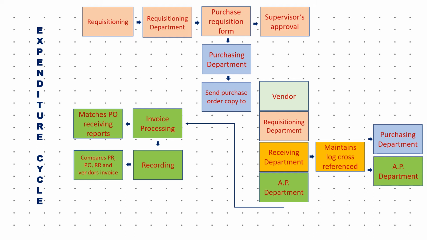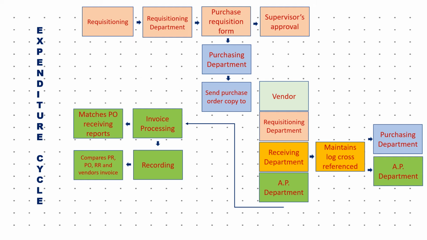And then if the form is approved, the purchase order will be sent to the vendor, also to the requisitioning department, to the receiving department, and to the Accounts Payable Department. So the Receiving Department will maintain a cross-reference, or a blind copy. And then the blind copy will be forwarded to the Purchasing Department and the Accounts Payable Department.